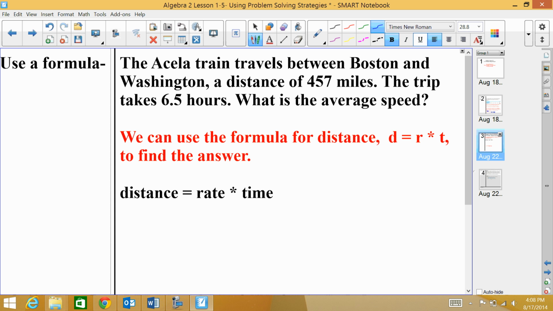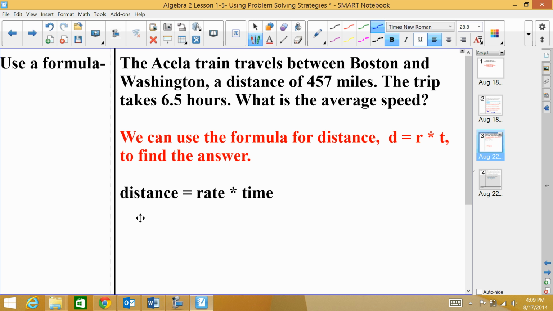All right, so it says the Acela train travels between Boston and Washington, a distance of 457 miles. The trip takes 6.5 hours. What is the average speed? Well, there is a formula that we learned in the last section relating distance, rate, and time, which is all the things that we have in this problem. So sometimes you just have to rely back on equations or formulas. We can use this formula, distance equals rate times time, to find the answer. So this strategy is using a formula. We had looking for a pattern, now we're doing using a formula.